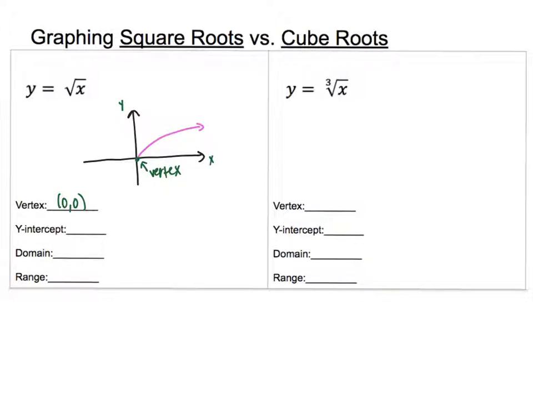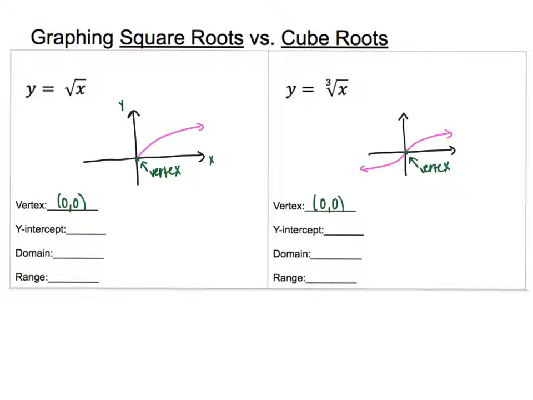Now for the cube root, if you plug this into a calculator, you're going to get something that looks kind of like the square root function, only the curve goes on the right and the left. So it looks like this, where the vertex is the middle point of this curve. And this is also the origin.